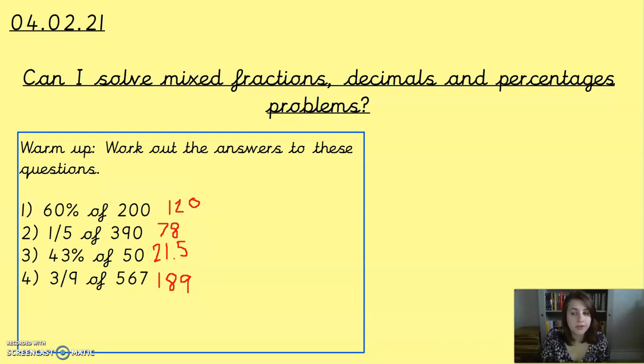Now 43% of 50. So we know that 10% of 50 is 5, and we need 4 lots of those for 40. And we know to find 1%, we divide it by 100. So that would give us 0.5, and we need 3 of those. Add them all together, you should have got 21.5. And then finally, question number 4, 3/9 of 567. So we've got 567 divided by 9, times that by 3 gives us 189. So hopefully those answers were quick and simple for you, because that is what we have done most recently.